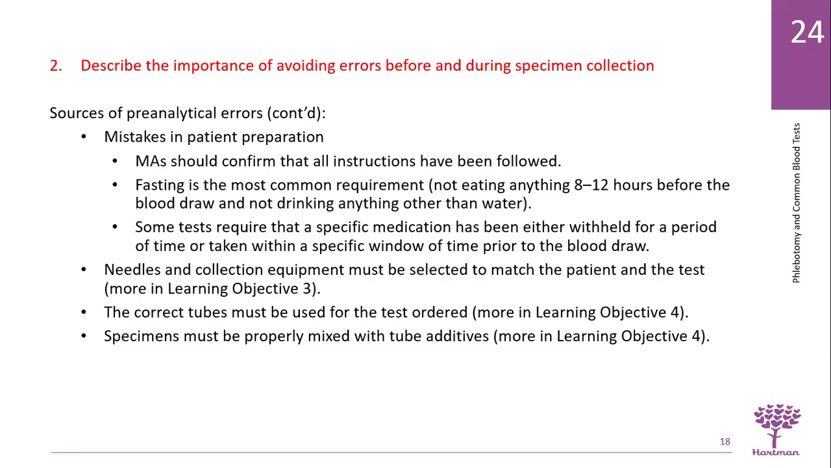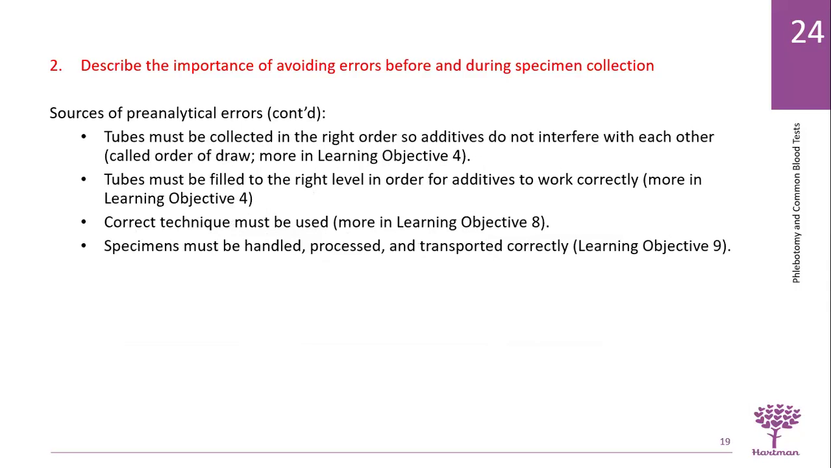The correct tubes must be used for the test that's ordered. Specimens must be properly mixed with tube additives. Some sources of pre-analytical errors involve tube order. Tubes must be collected in the right order so additives do not interfere with each other. Tubes must be filled to the right level in order for additives to work correctly. Correct technique must be used, and specimens must be handled, processed, and transported correctly. All of those are very important.